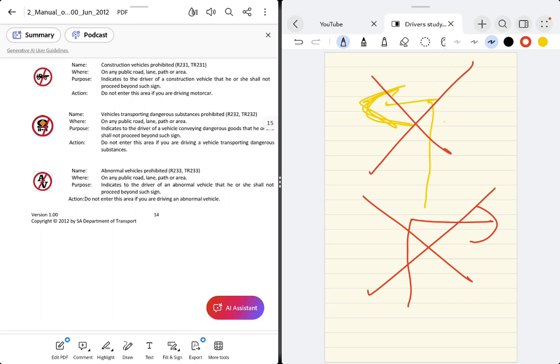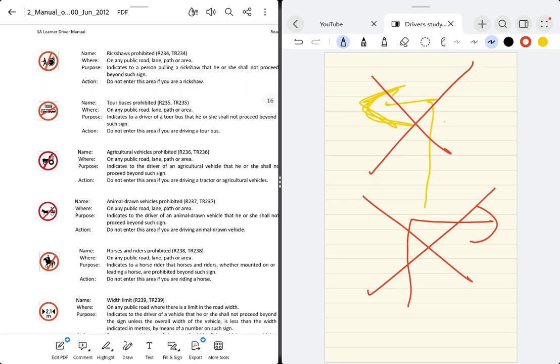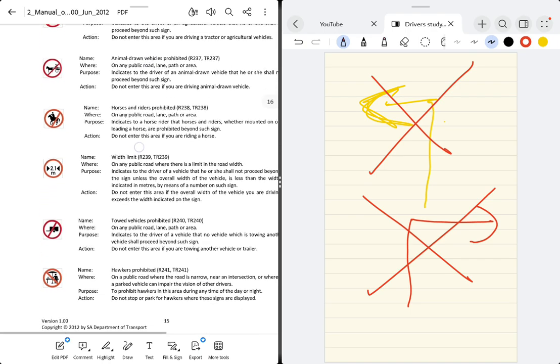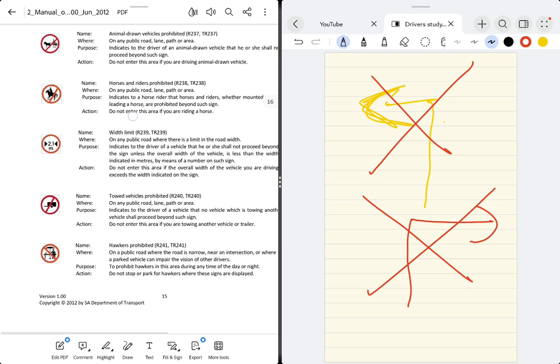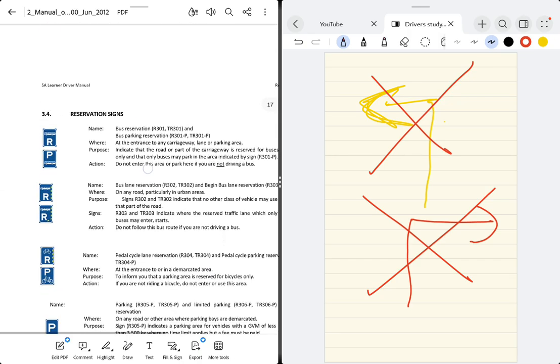Look at that red. Abnormal vehicles, prohibited. Rickshaw, prohibited. A tour bus, prohibited. Construction, no, it's not construction. Construction has that little thingy. Agricultural vehicle, prohibited. Animal drawn vehicles, prohibited. Horse and riders, prohibited. Width limit. Towed vehicle, prohibited. Hawkers, prohibited. Okay.